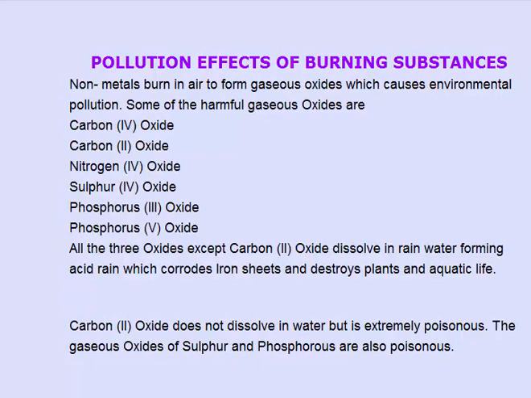All these oxides except carbon 2 oxide dissolve in rainwater, forming acidic rain, which corrodes iron sheets and destroys plants and aquatic life. Carbon 2 oxide does not dissolve in water, but is extremely poisonous. The gaseous oxides of sulfur and phosphorus are very poisonous.